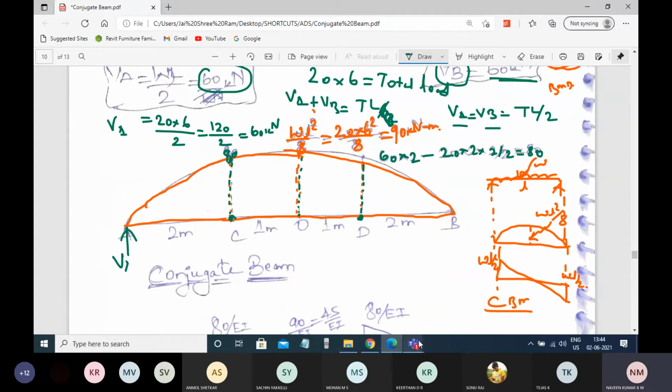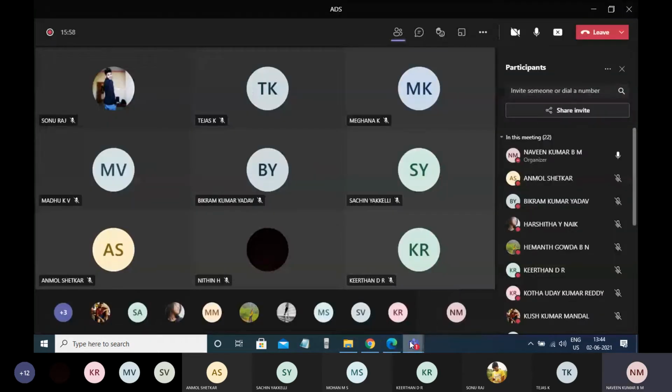Now any clarifications required related to finding the bending moment? Yes, any clarifications required related to how to find the bending moment?